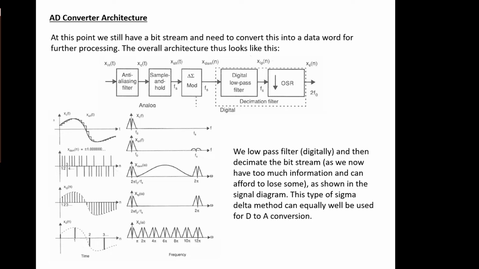Okay, so at this point we've still got a bit stream coming out of this modulator. So this is where we've got so far. We've got a bit stream whizzing out of here. We're going to need to convert this into a data word, because ADC systems or digital systems like to have words of data. And the overall architecture for this looks a bit like this.